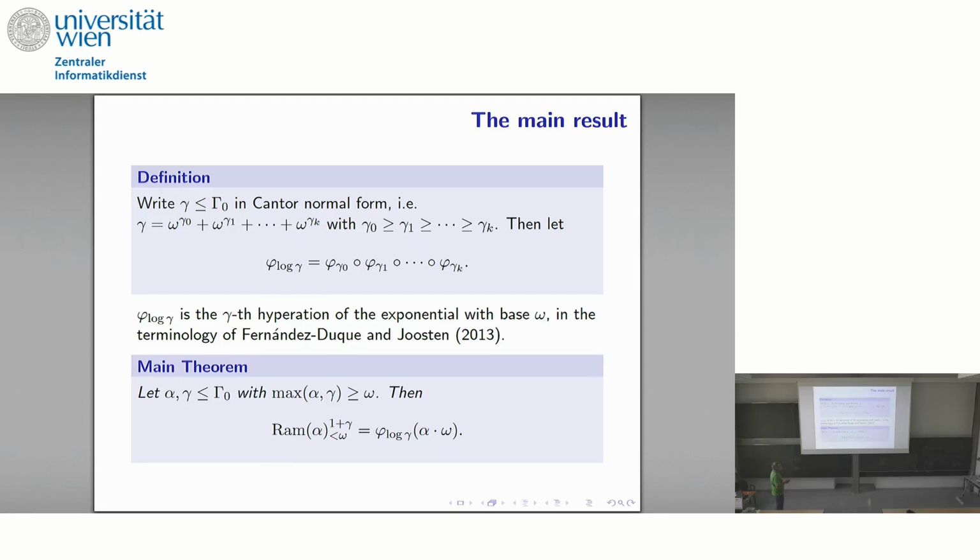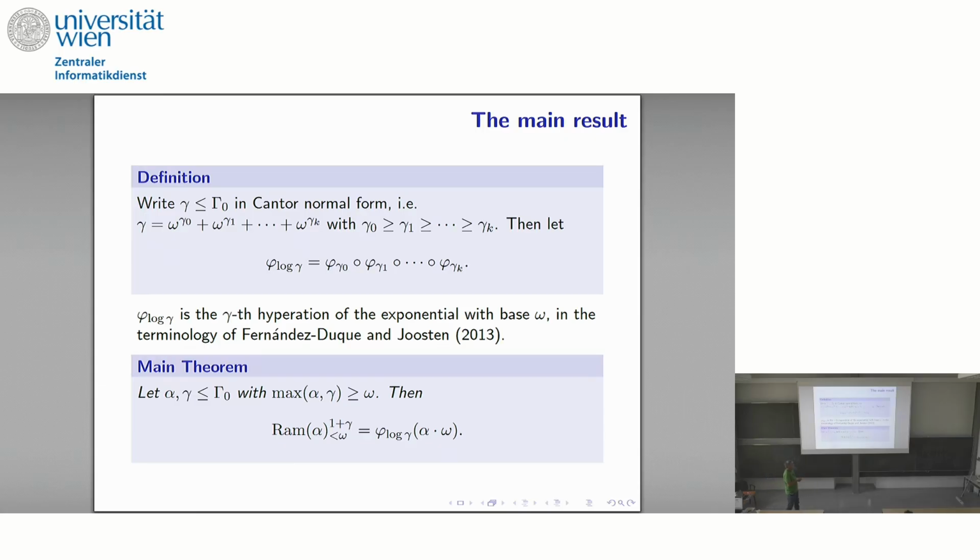Then the Ramsey number, here again, I have this one for matching the finite and infinite case. But basically what I do is I take alpha times omega, and then I apply this phi log gamma, which is exactly that. So I iterate the Veblen function according to the exponents of a Cantor normal form of gamma naught. And this is sharp. This is equal. So there are two parts of the proof here.